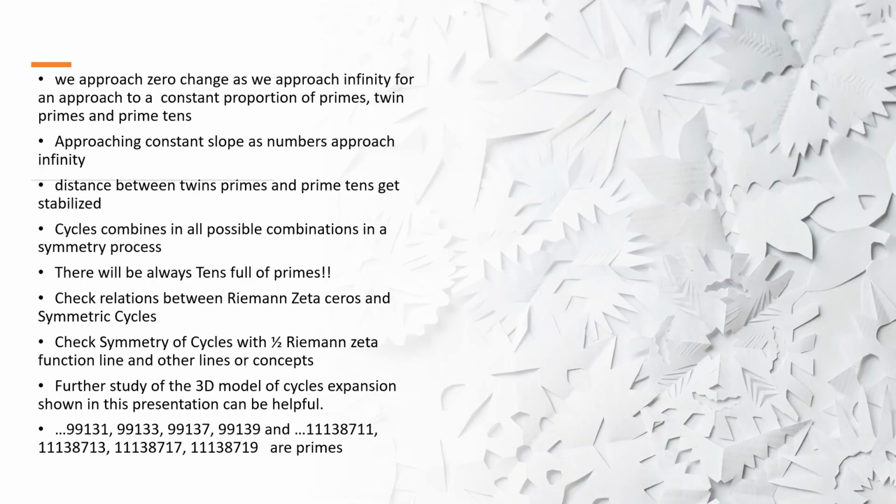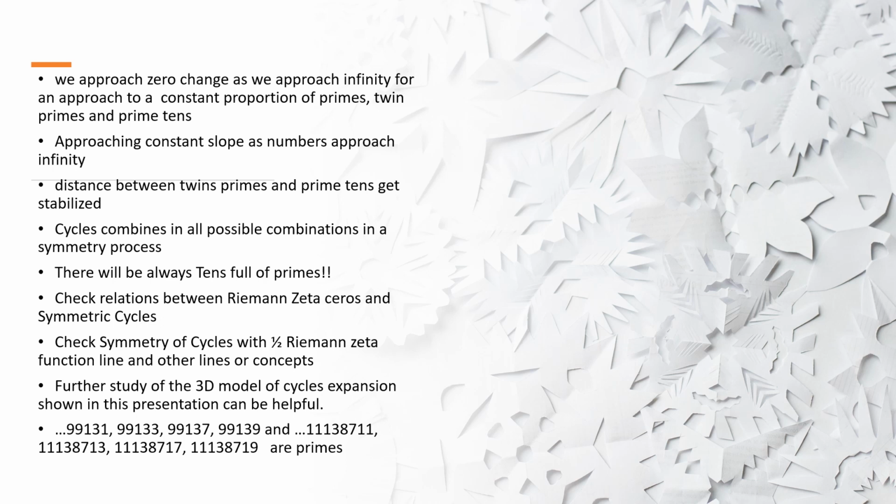Some conclusions. We approach zero chains as we approach infinity, for an approach to a constant proportion of primes, twin primes and prime tens. Approaching constant slope as numbers approach infinity. Distance between twin primes and prime tens get stabilized. Cycles combine in all possible combinations in a symmetry process. There will be always tens full of primes.